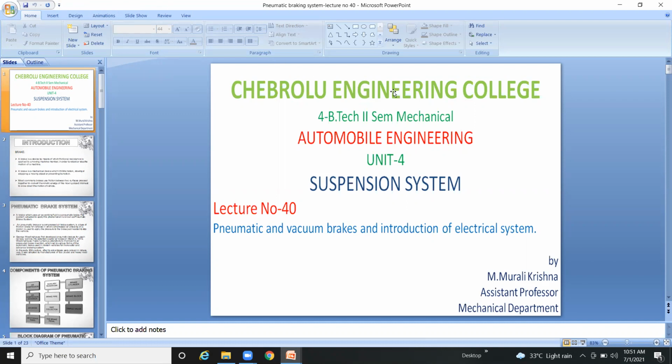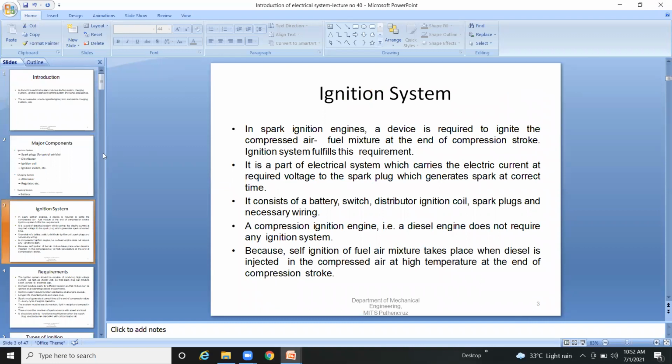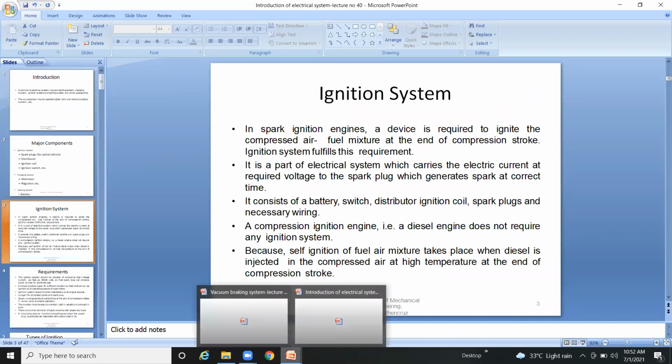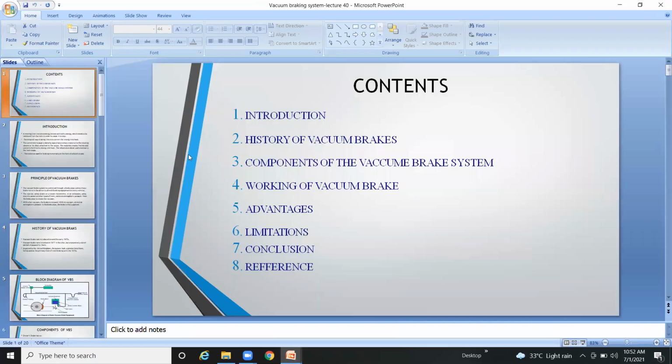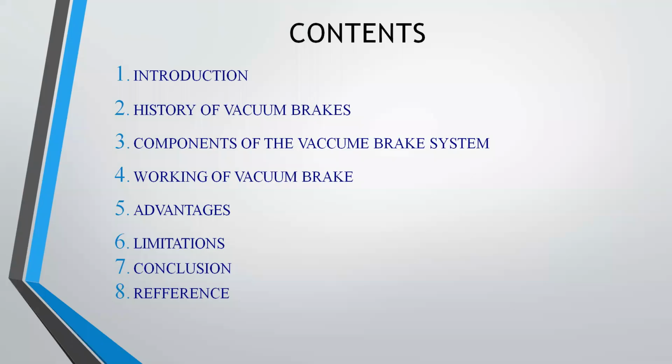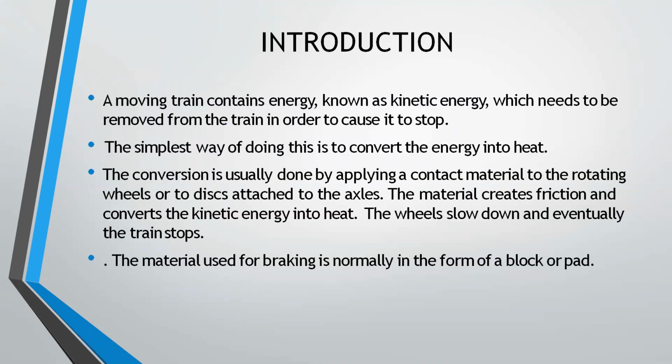And next you can see what is the vacuum brake system. In this vacuum brake system, you can see the introduction of the vacuum braking system, its history, the different components of the vacuum braking system, and the working and operation of the vacuum brake system. What are its advantages, limitations and applications. First of all, you can see the introduction of the vacuum braking system.